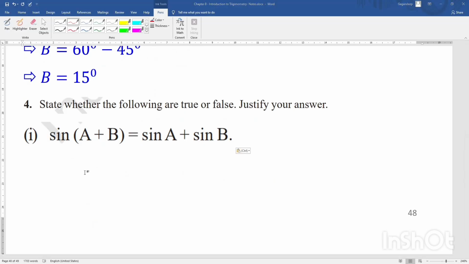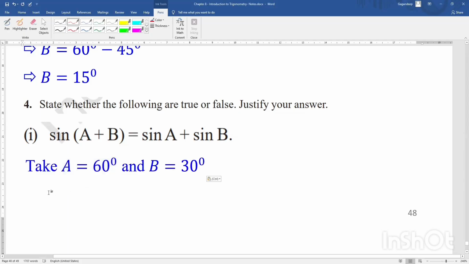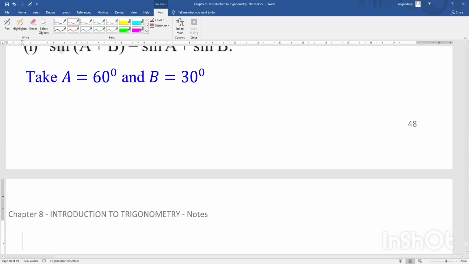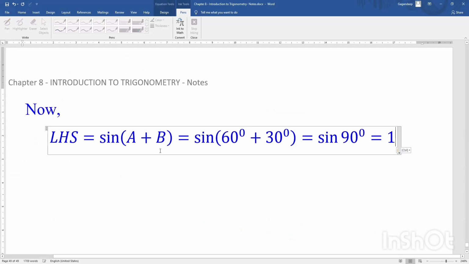Now for this, let us take one small example. I'm going to take A as 60 and B as 30 degree. So what will happen? LHS is sine of A plus B, that is sine of 60 plus 30. 60 plus 30 is 90. Sine 90 is nothing but 1.